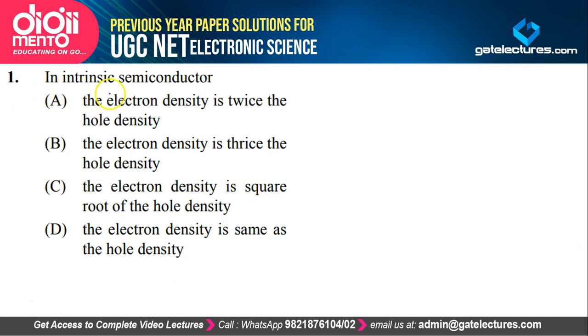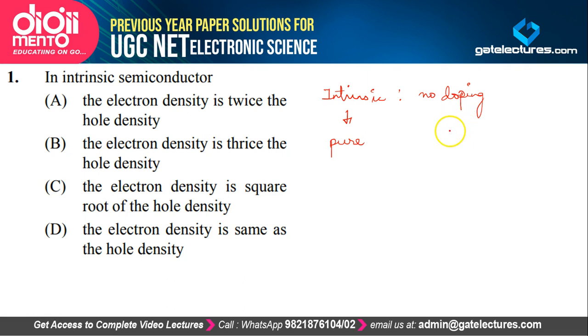So we start with the first question now. They're asking, in an intrinsic semiconductor, what is the ratio of electron density to the hole density? That is, they're asking you about the relation between electron density and hole density in intrinsic semiconductor. So we're going to see what is intrinsic. What does intrinsic mean? Now see, intrinsic basically means no doping. Intrinsic in English means pure, without mixing, without impurity. So intrinsic means no doping.